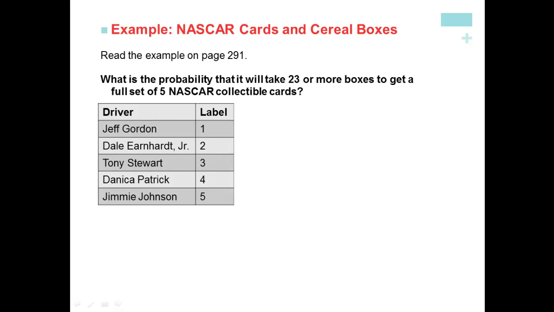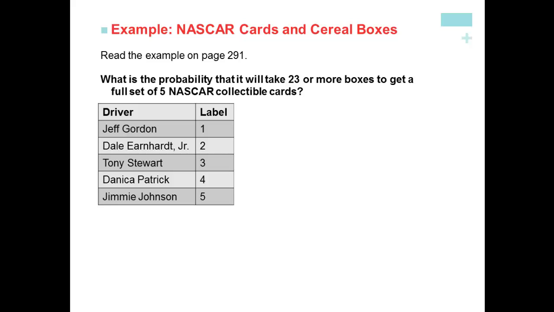Here is another example of a simulation. In an attempt to increase sales, a breakfast cereal company decides to offer a NASCAR promotion. Each box of cereal will contain a collectible card featuring one of NASCAR's drivers: Jeff Gordon, Dale Earnhardt Jr., Tony Stewart, Danica Patrick, or Jimmy Johnson. The company says that each of the 5 cards is equally likely to appear in any box of cereal. A NASCAR fan decides to keep buying boxes of cereal until she has all 5 drivers' cards. She is surprised when it takes her 23 boxes to get a full set of cards. Should she be surprised? Design and carry out a simulation to help answer this question.